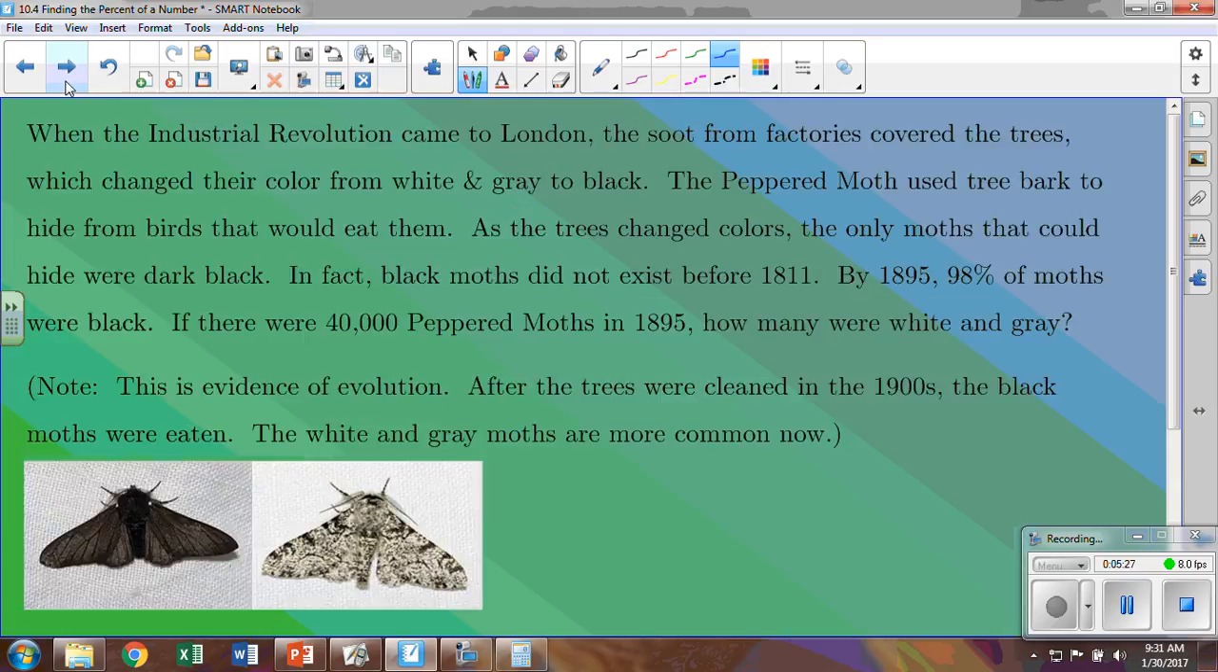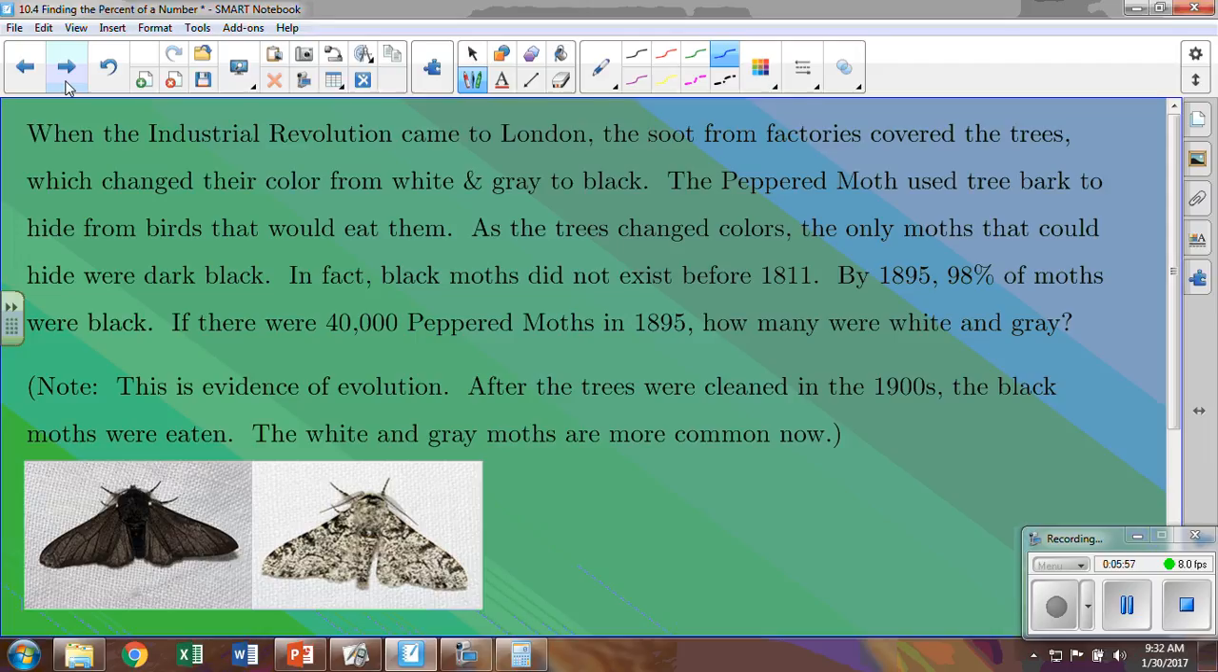All right, last problem that we've got. When the Industrial Revolution came to London, the soot from all the factories that were being built actually started to cover the trees. You had all the soot go up in the air from the factories, fell down and started covering up trees. Well, those trees were originally like a white and speckled gray tree bark. But when you start covering them with the soot, all the trees started to turn black.